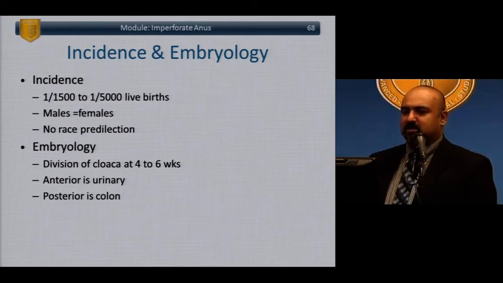Embryology of this is the cloaca, which is your genitourinary tract, divides at 4 to 6 weeks. The anterior part of this is going to be urinary, and the posterior part is going to be the colon.